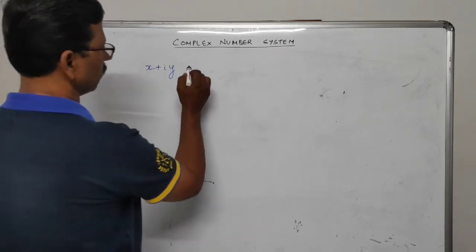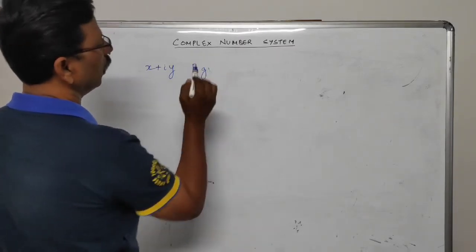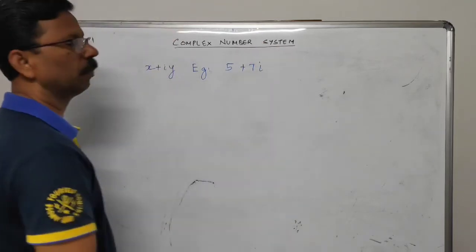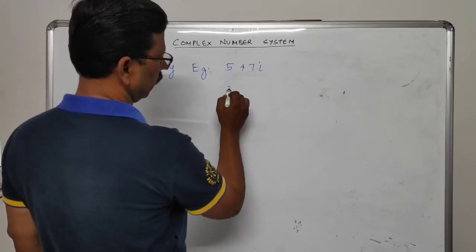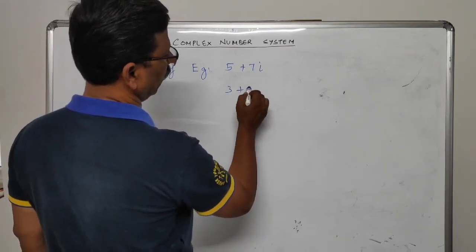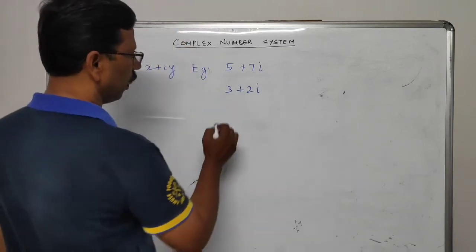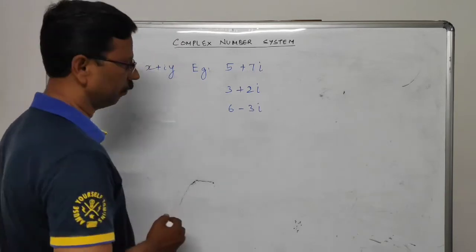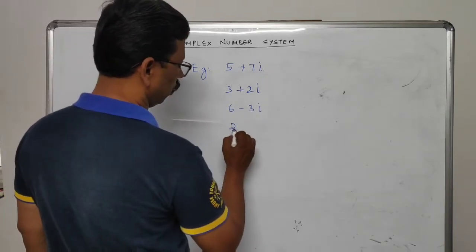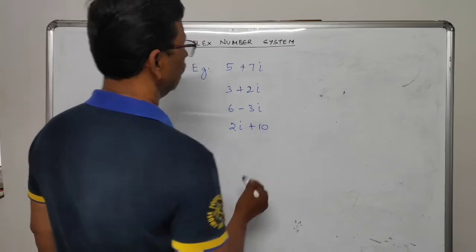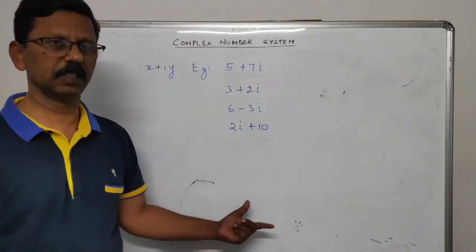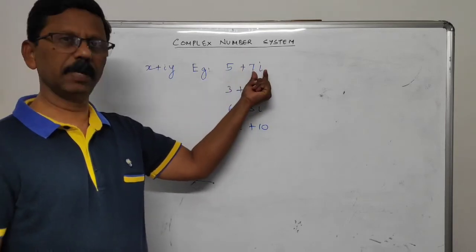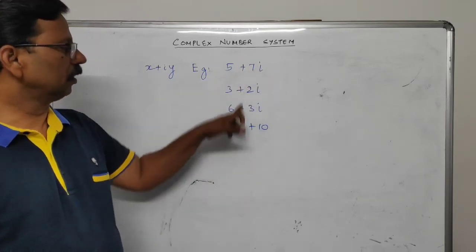Now examples we can see. You can take 5 plus 7i is a complex number. Then 3 plus 2i is a complex number. Or 6 minus 3i is a complex number. Then you can take 2i plus 10 is a complex number. These are complex numbers because in each and every number we have one real part and an imaginary part. Hence we can say all these numbers are complex numbers.